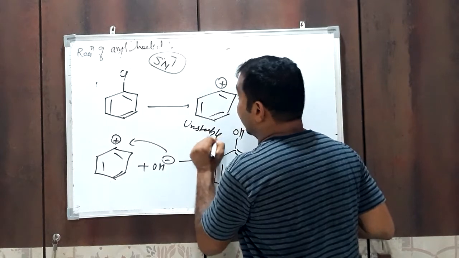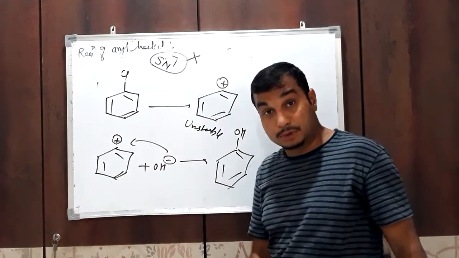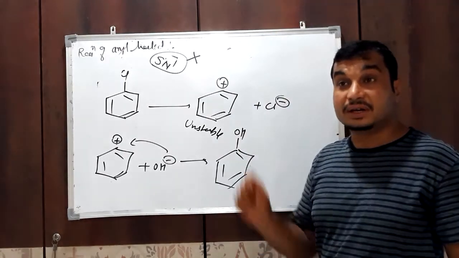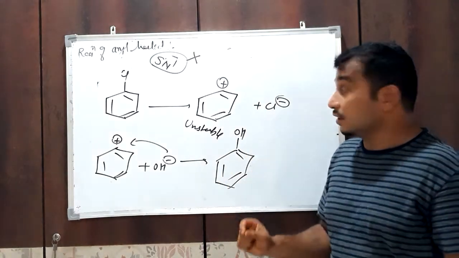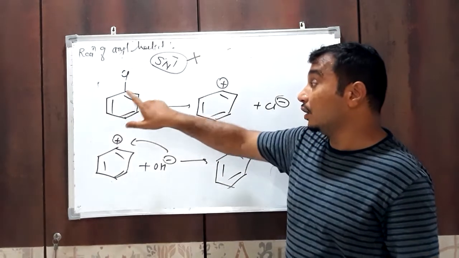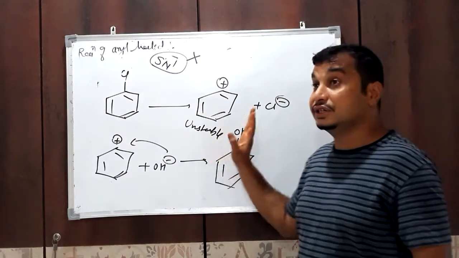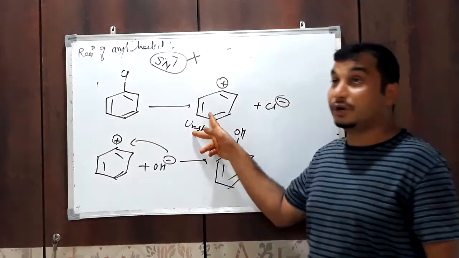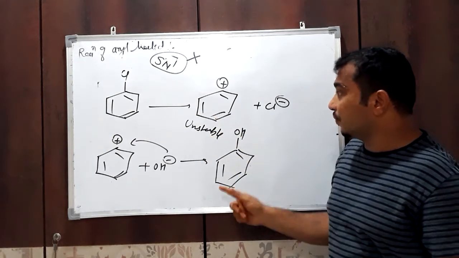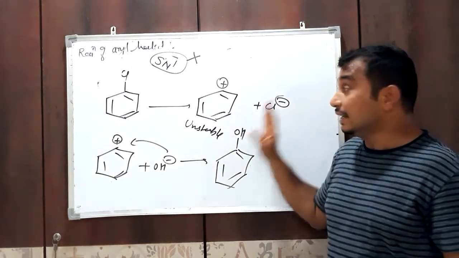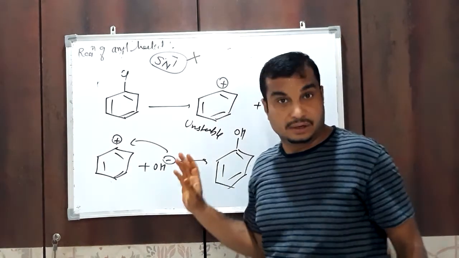Therefore, SN1 is not possible. Why is SN1 not possible? Because in SN1, step 1 involves formation of a carbocation. But with aryl halide or chlorobenzene, the formation of a carbocation is not easily possible, because this carbocation is highly unstable and highly energetic, therefore it will not form easily. That's why the SN1 reaction is not possible.